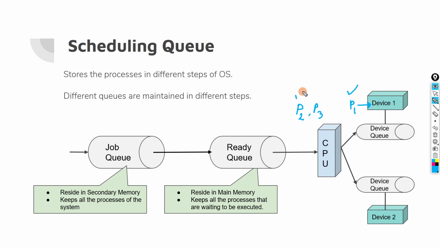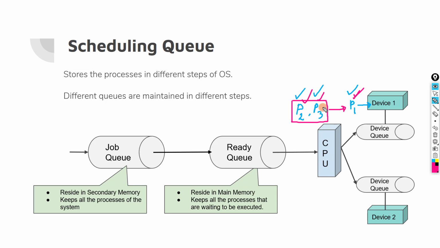So what will happen to P2 and P3? P2 and P3, this process actually cannot proceed further unless they get this device 1. So what will happen? Actually they will form a queue, because P2 and P3 need device 1. So when P1 releases device 1 after using it, then P2 and P3 will get the device.